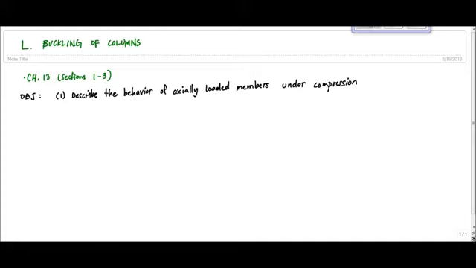Oh, but before we do that, let's make sure we look at the other objective too. The other objective is to calculate, and we're going to learn this term, the critical load, the critical buckling load of columns.